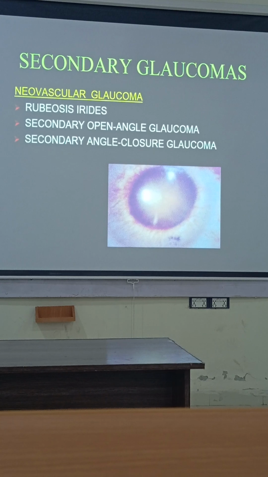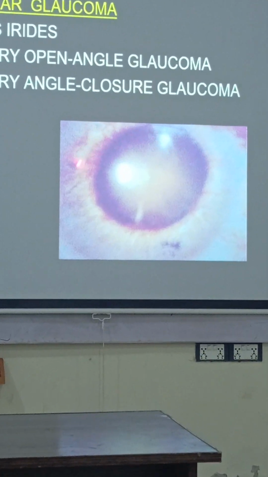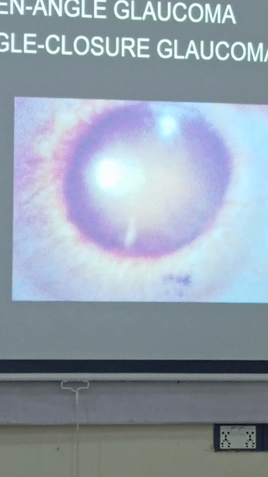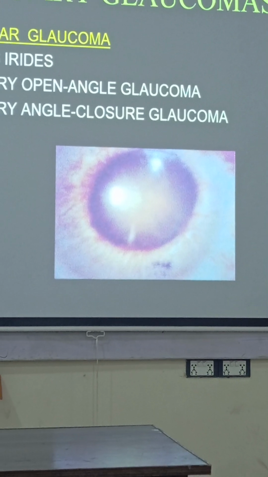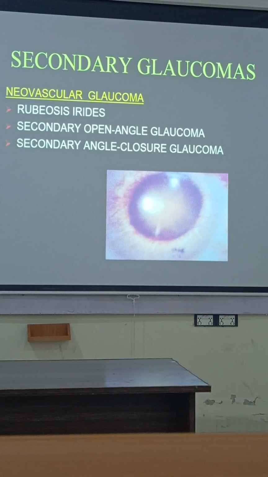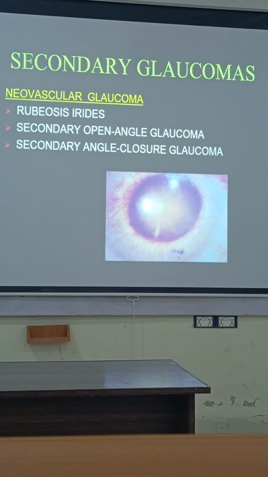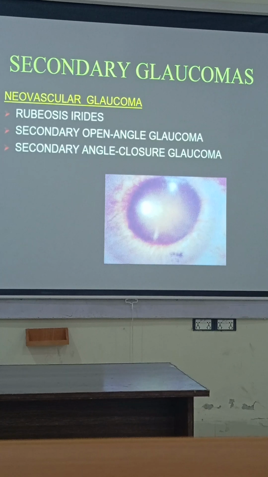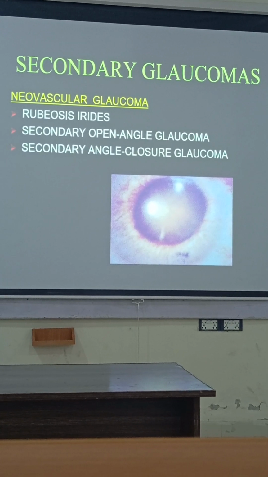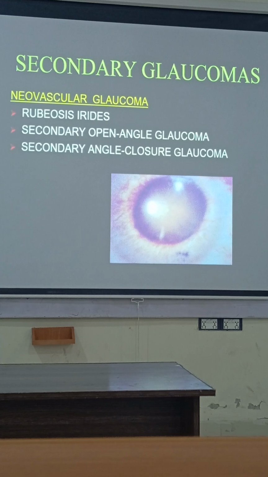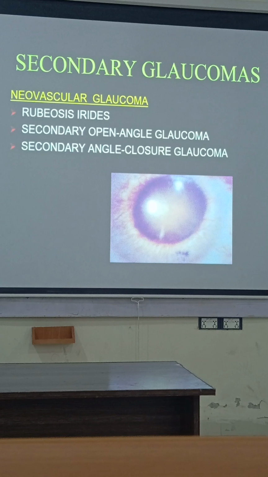Then neovascular glaucoma. Neovascular, you can see these are new blood vessels which can be seen on the sphincter pupillae. Normally, though iris is a vascular structure, blood vessels are not visible on the iris. If blood vessels are visible, there are two possibilities. Either these are new vessels, and the other cause is that iris is atrophied. There is atrophy of the iris because of some reason which has caused the normal vessels to become prominent.